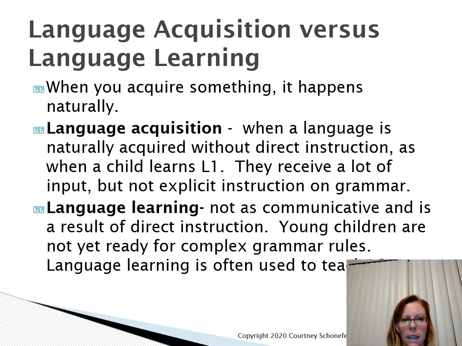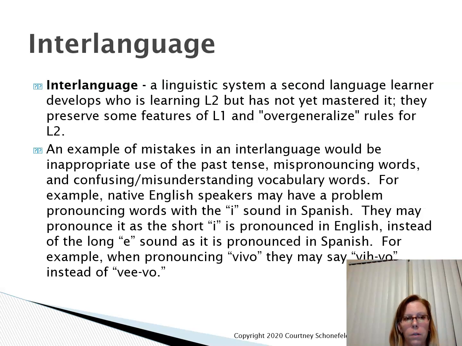Language learning is not as communicative and is the result of direct instruction. Young children are not ready for complex grammar rules. So, language learning is not used for little tiny kids because it's not effective. But it has been used traditionally to teach L2. Now research is showing, and second language acquisition experts are promoting, that we use acquisition techniques even to teach L2 or to help students acquire L2.